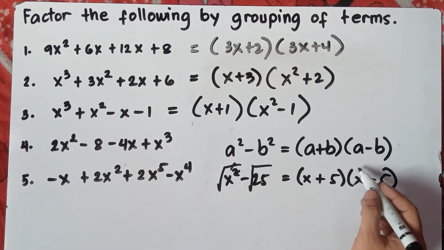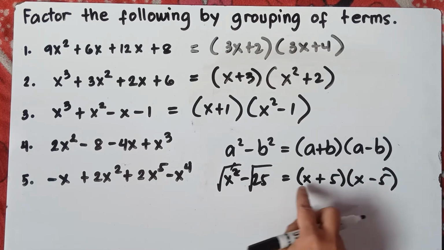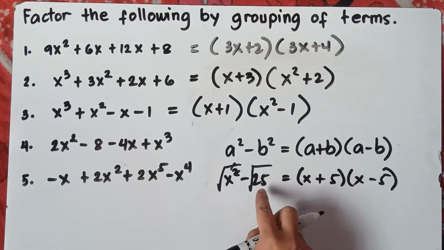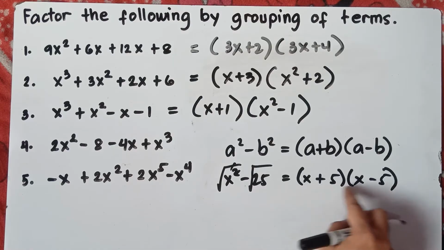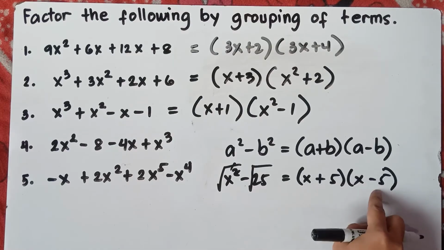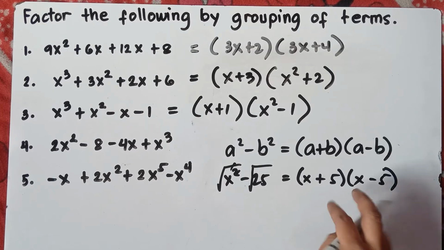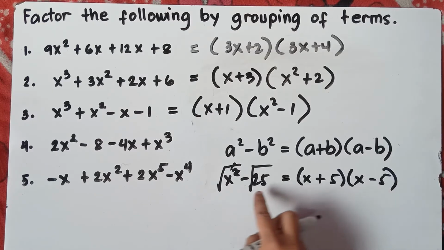Once again, to factor the difference of two squares, you put two parentheses. Get the square root of x squared, that would be x and x. Get the square root of 25, that would be two 5s. And then you put plus, minus. That's it, class. Even if you check this one by the FOIL method, you will get the same answer.